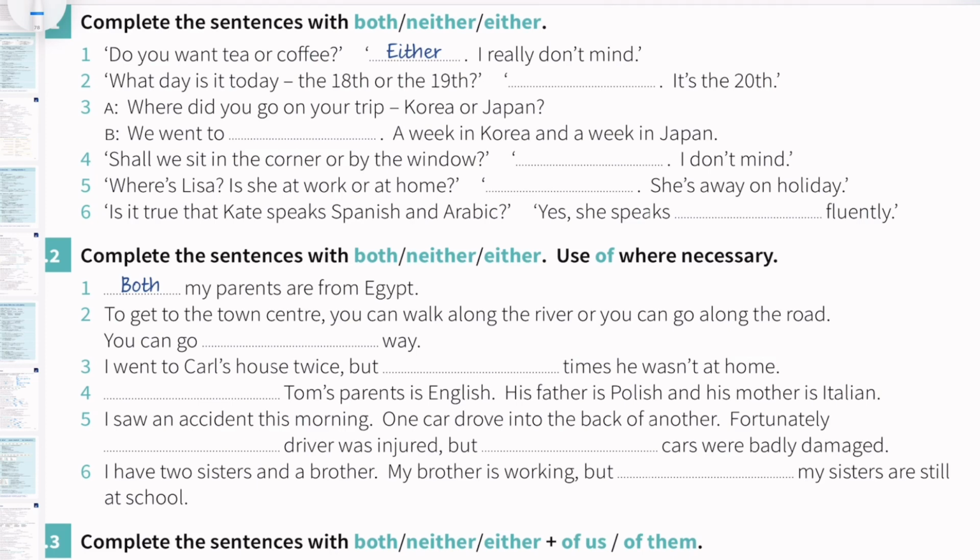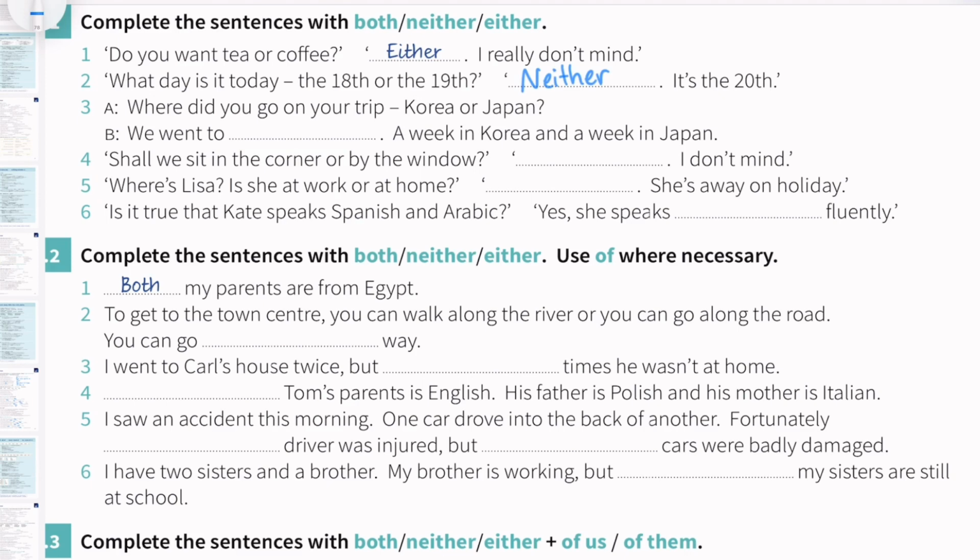So now number 2, what day is it today? The 18th or the 19th? And then the answer is, it's the 20th. So it's not the 18th, it's not the 19th, but today is the 20th. So we have to use not both of them, it becomes neither. Neither.